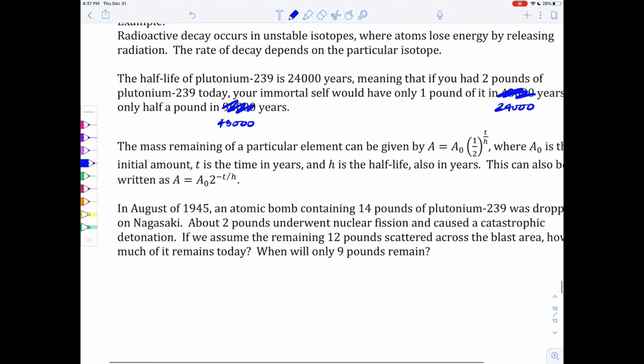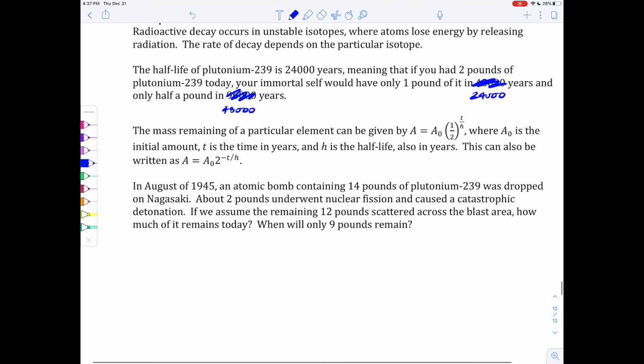So not all of it remained. 2 pounds underwent nuclear fission, caused a catastrophic detonation. And we're going to take some liberties with this question here. We're going to assume that the remaining 12 pounds just scattered over the blast area, and that no cleanup efforts were done. We're just going to say, yep, that's what it is. And we're going to see how much of it remains today.